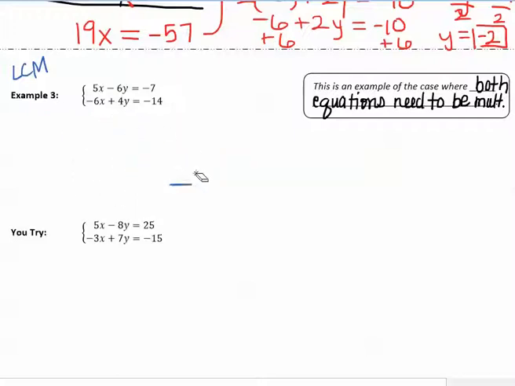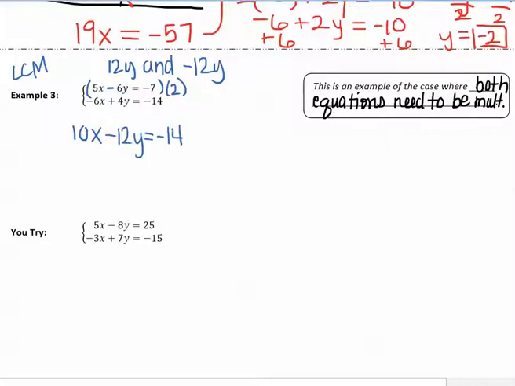So I'm going to do the y's, but you could do the x's. I want to get a 12y and a negative 12y. Now this one's a negative, so I'm going to make that one the negative one. In order to make it a 12, I'm going to multiply it times 2. And so I get 10x minus 12y equals negative 14. On the bottom here, I need to multiply by a 3, because I'm multiplying the 4 times the 3 to get the 12. So that's negative 18x plus 12y equals negative 42.